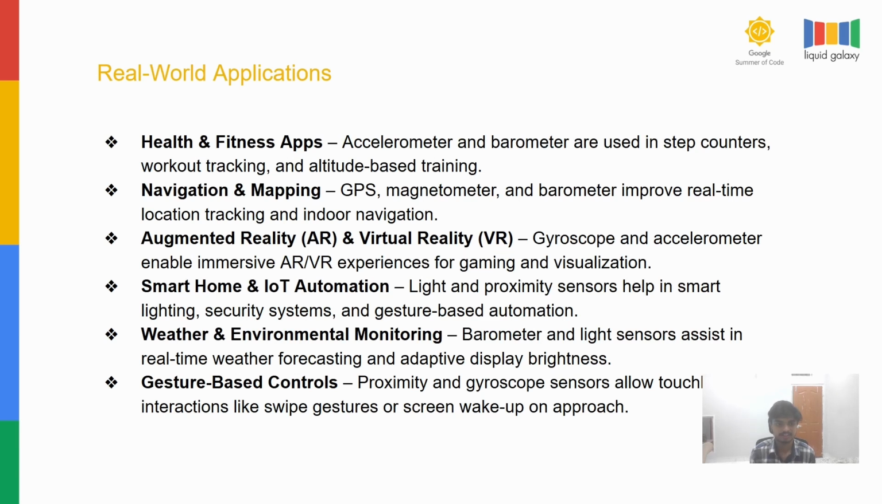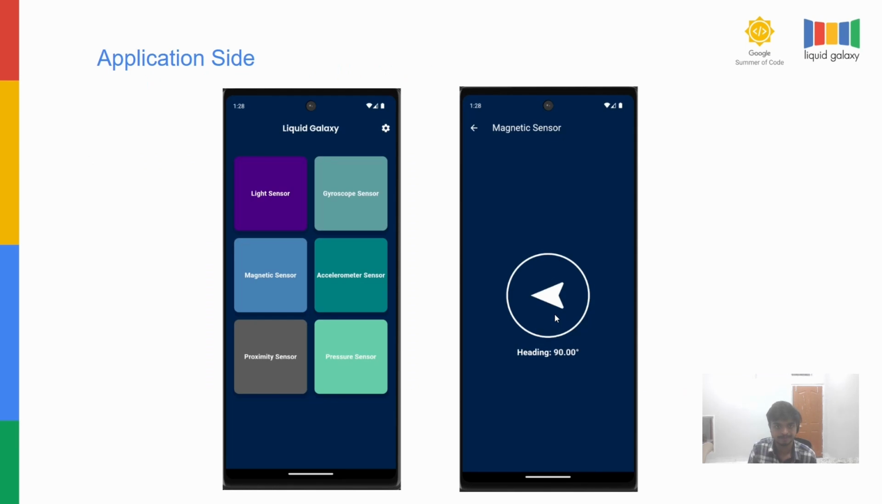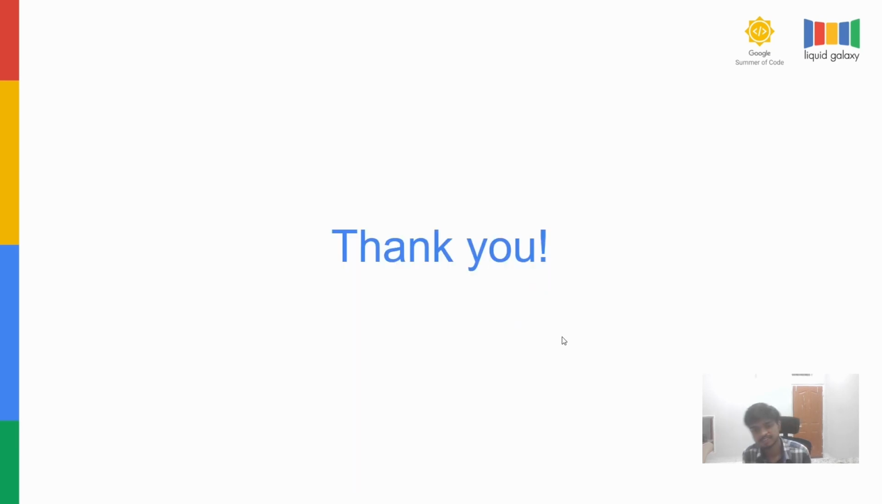Barometer and light sensor assist in real-time weather forecasting and adaptive display brightness. Gesture-based controls: proximity and gyroscope sensors allow touchless interactions like swipe gestures or screen wake-up on approach. So yeah, using inbuilt sensors in Liquid Galaxy, as I have shown you in the demonstration, we can use the light sensor to send these KMLs. And this was our application from which we control our sensors. So yeah, this was it.